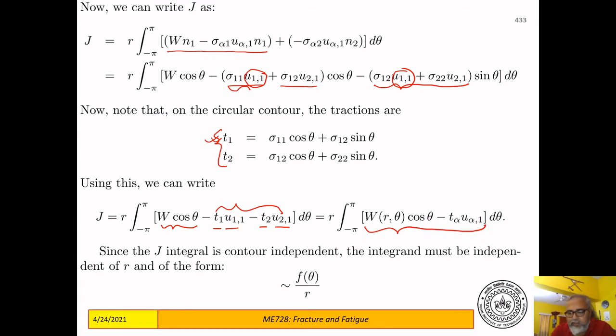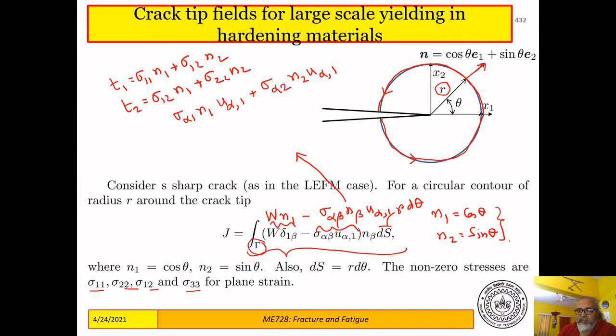Two things are to be noted. I have taken a circular contour of a fixed radius r, and ds is r d theta. The r comes out of the integral, and I integrate from minus pi to pi, which is from here to here. So theta goes from minus pi to pi. The second thing to note is, remember what W is. W was defined through this relation.